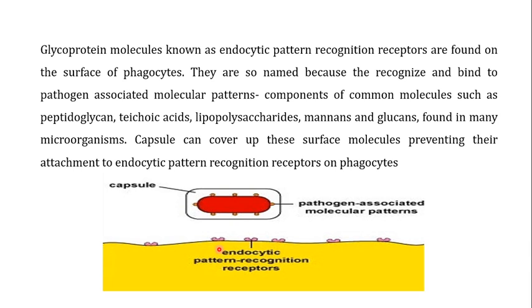Now, what the capsule does is cover the surface molecules, preventing the attachment of the endocytic pattern recognition receptors to these pathogen associated molecular patterns. And if these receptors cannot bind to the pathogen associated molecular patterns, that means the neutrophil cannot go for phagocytosis, and the bacteria is prevented from phagocytosis, and it can actually spread in the body. Therefore, the infection can also spread in the body.